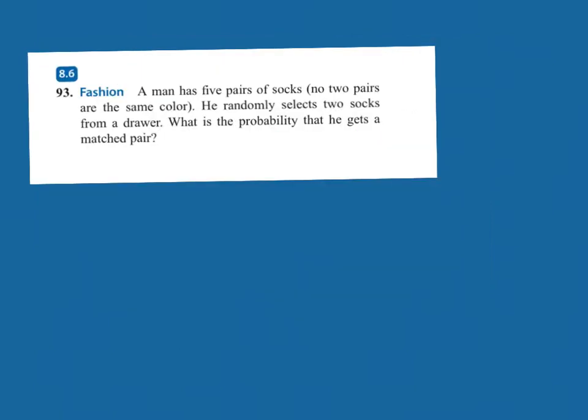Okay, 93 says a man has 5 pairs of socks. No 2 pairs are the same color. He randomly selects 2 socks from the drawer. What's the probability that he gets a matched pair? So first of all, he's not putting the sock back in, which means this is without replacement, which means these are dependent. So we're going to find the probability that he gets a color, whatever color that is, times the probability that he gets that same color again, given he got it the first time.